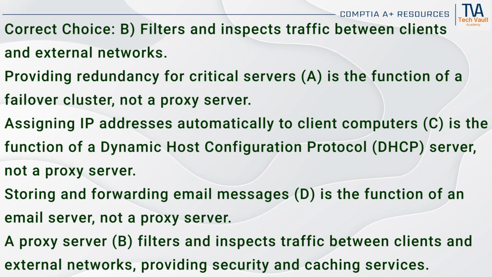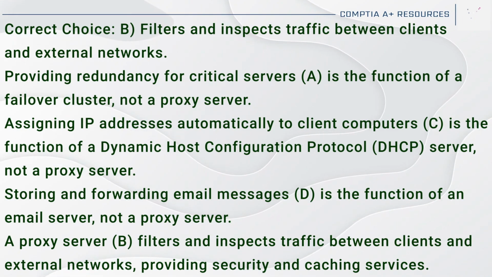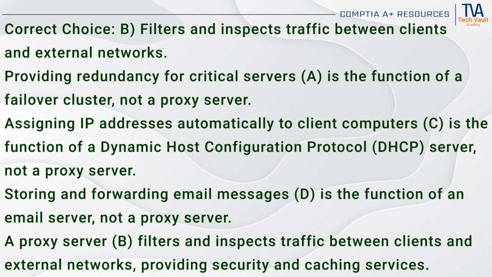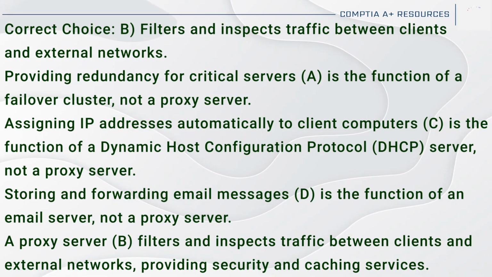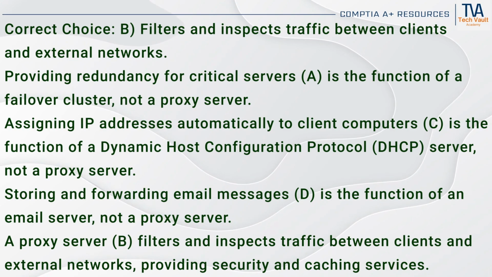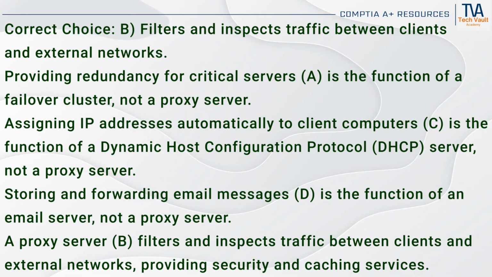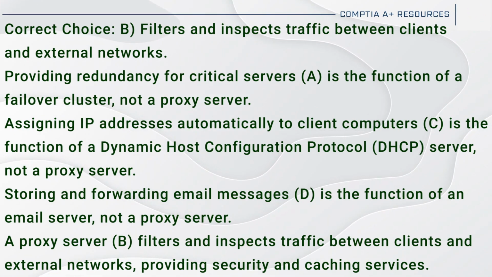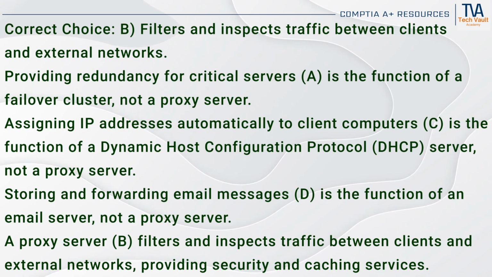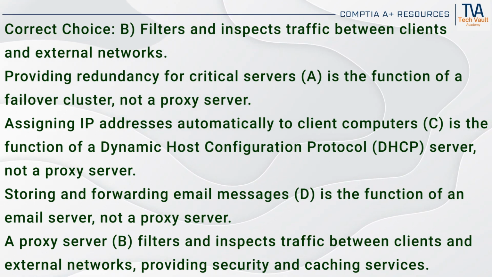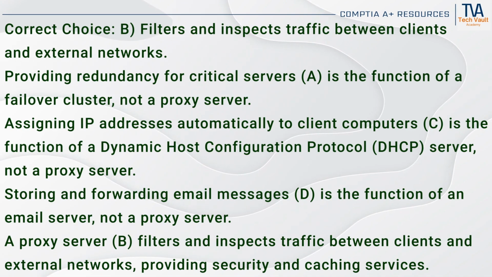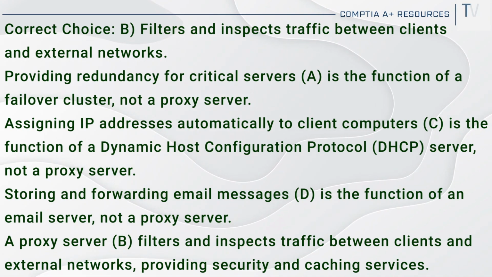Correct choice, B. Filters and inspects traffic between clients and external networks. Providing redundancy for critical servers, A, is the function of a failover cluster, not a proxy server. Assigning IP addresses automatically to client computers, C, is the function of a dynamic host configuration protocol, DHCP server, not a proxy server. Storing and forwarding email messages, D, is the function of an email server, not a proxy server. A proxy server, B, filters and inspects traffic between clients and external networks, providing security and caching services.